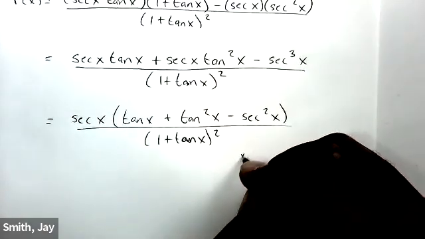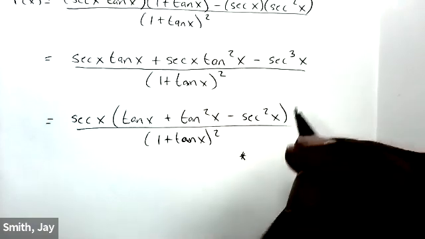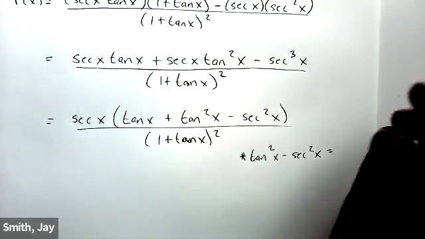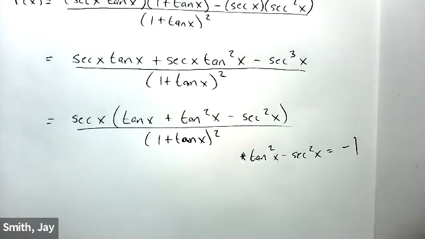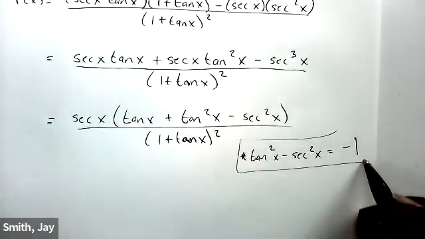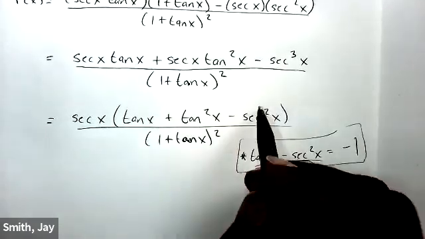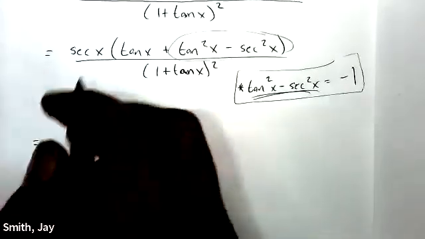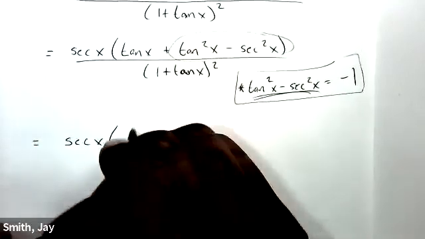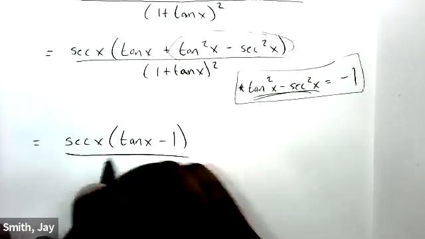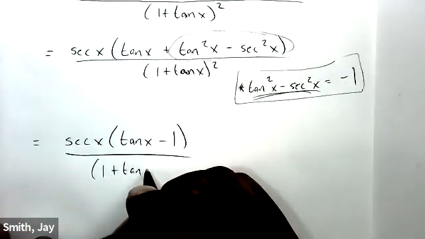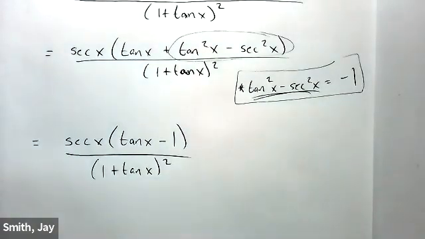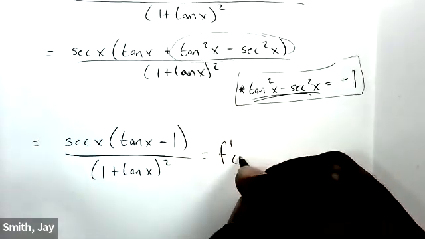This is when we want to remember that we have a Pythagorean identity dealing with tangent squared of x and secant squared of x. That identity is tangent squared of x minus secant squared of x is equal to -1. We can take this fact and make our substitution where we see tangent squared of x minus secant squared of x, which is going to become -1. So now we have secant x times tangent x minus 1, divided by 1 plus tangent of x squared. And this is f prime of x, written in the simplest form.